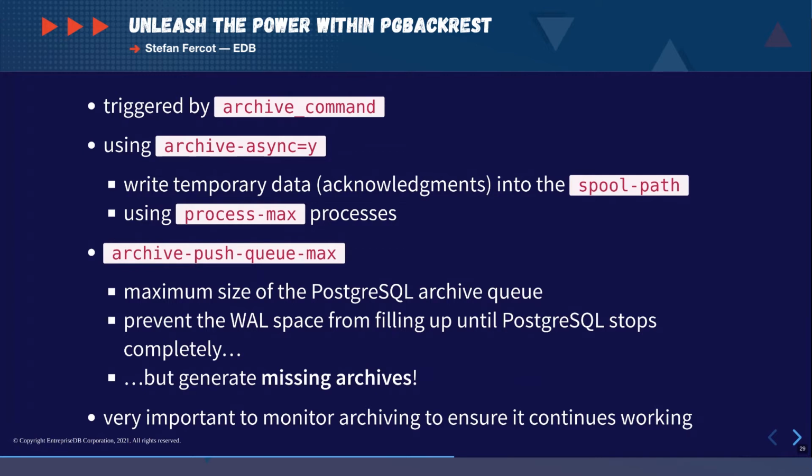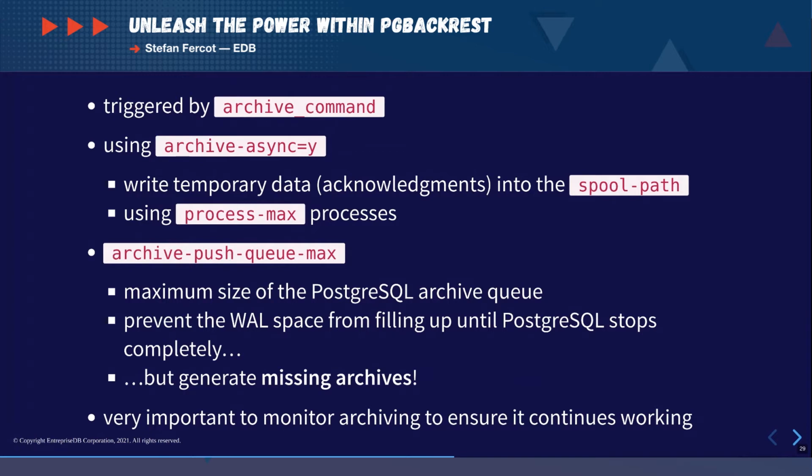But what if your archiving system is blocked and Postgres keeps its archives? It could, at some point, block Postgres itself, because if you run out of disk space, Postgres will stop. So there is an option named archive-push-queue-max, which is actually the maximum size of the Postgres archive queue you want. Let's say 10 gigabytes, for example.